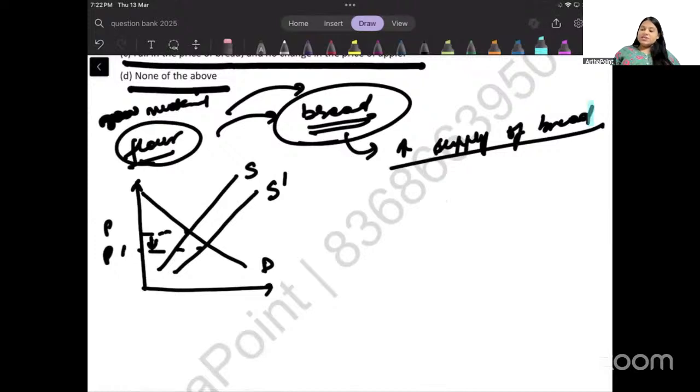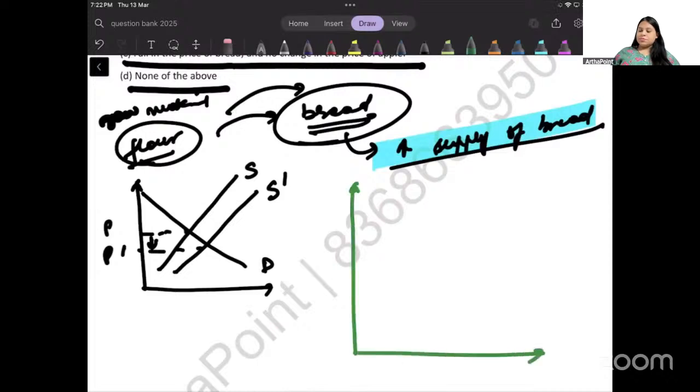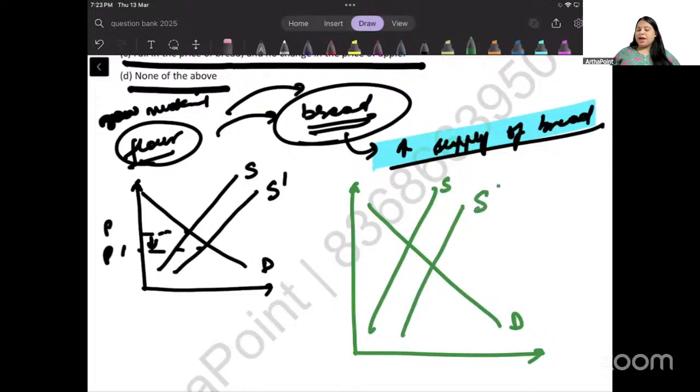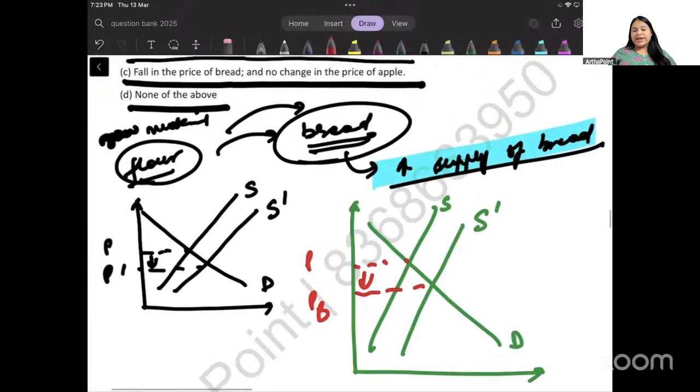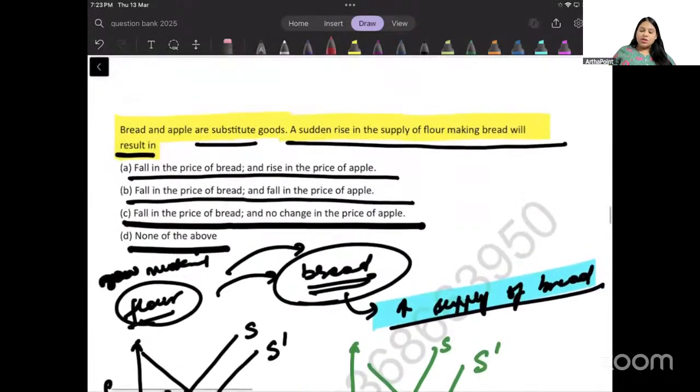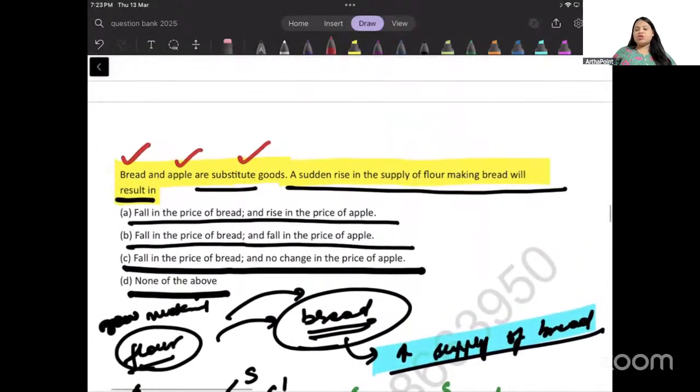So if there is increase in the supply of bread, supply of bread is increasing, बेटा it will cause price of bread to fall. तो bread का price decrease हो जाएगा. Bread and apple are substitute goods. So when price of bread will fall, then everyone will shift towards bread.